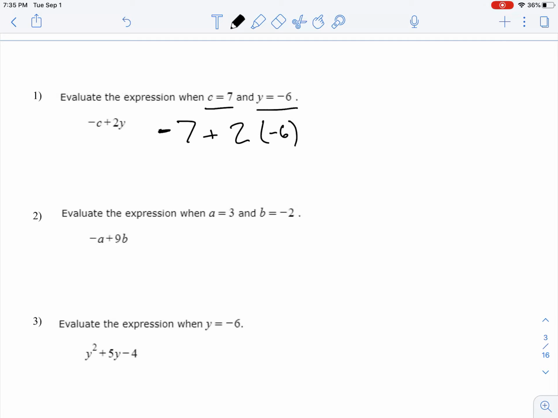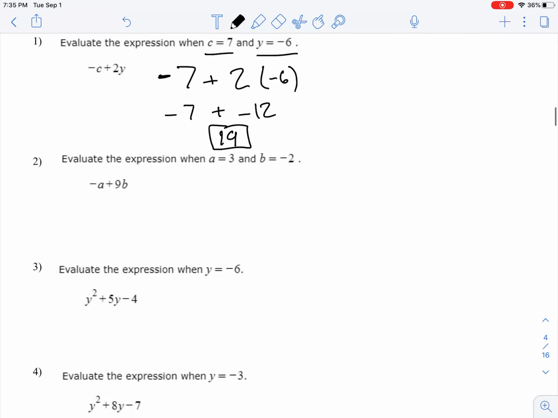With order of operations, that means we have to do multiplication first. 2 times negative 6 is negative 12. I'm going to bring down my plus symbol. I'm going to bring down my negative 7. Negative 7 plus negative 12 is negative 19. If you add 2 negatives, it makes it more negative. So this is going to equal negative 19. Moving on to the next one.